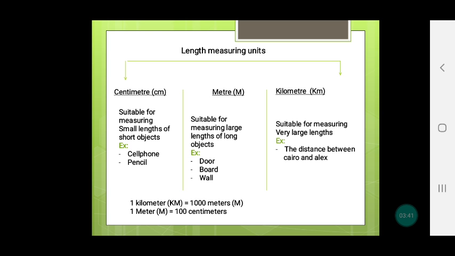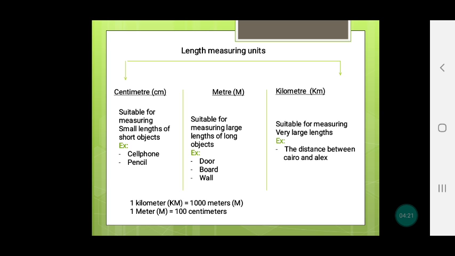Number 1, centimeter is suitable for measuring the small lengths of short objects, like a cell phone, like a pencil. So when you use your ruler to measure the length of a pencil, you describe the value that you have with the unit centimeter. For example, if you use the ruler to measure your book and it becomes 10 what? It's 10 centimeters. Yes, excellent.